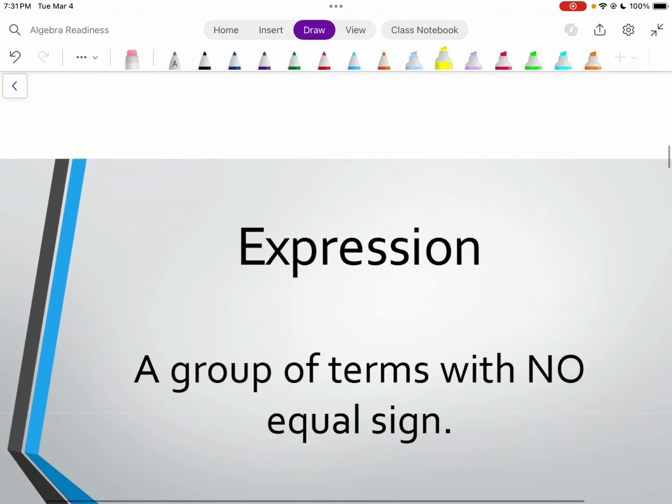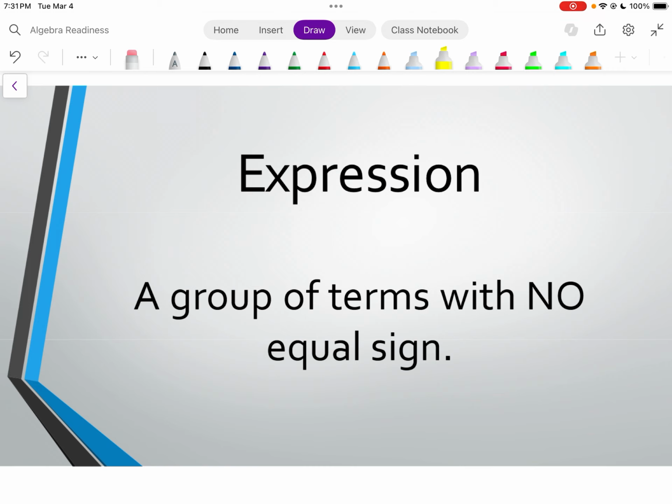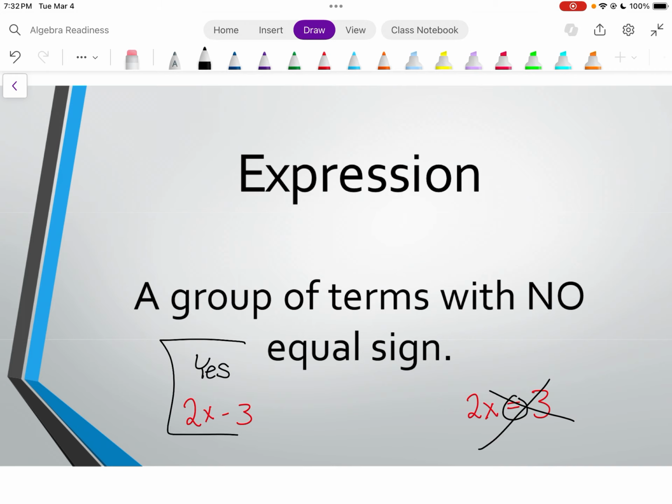The following word is expression. An expression is a group of terms with no equal sign. Some examples of an expression would be if we had 2x minus 3. That would be an expression. An example of something that would not be an expression would be 2x equals 3. That is not an expression because it has an equal sign. So because of that equal sign, not an expression. But this one is an expression.